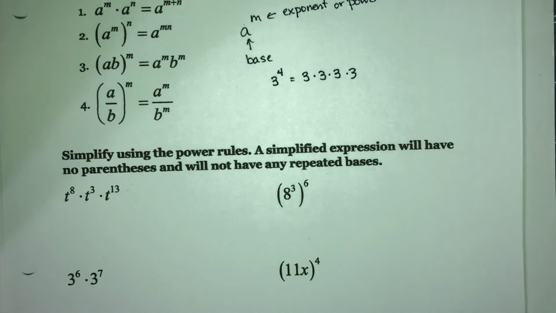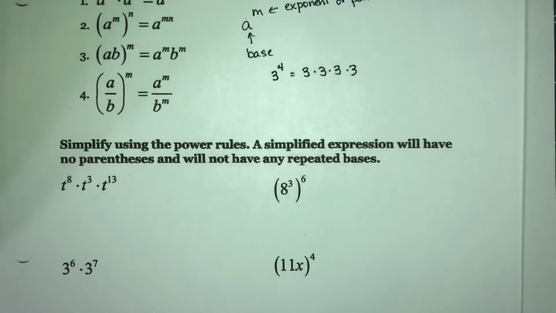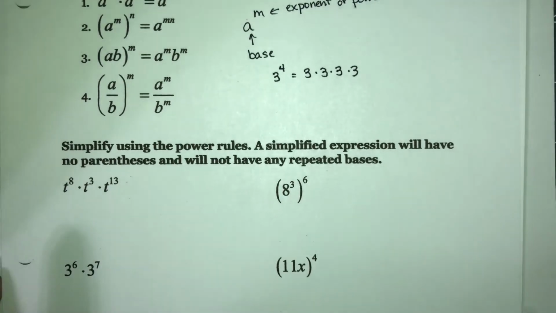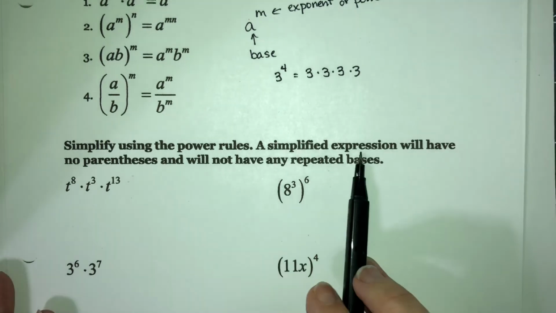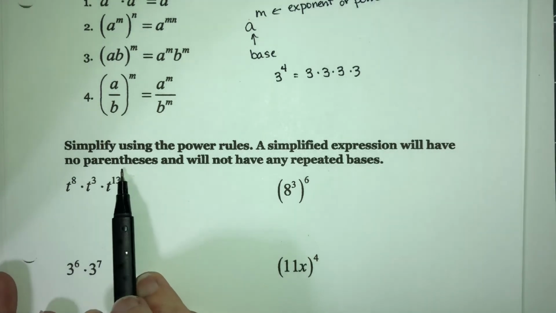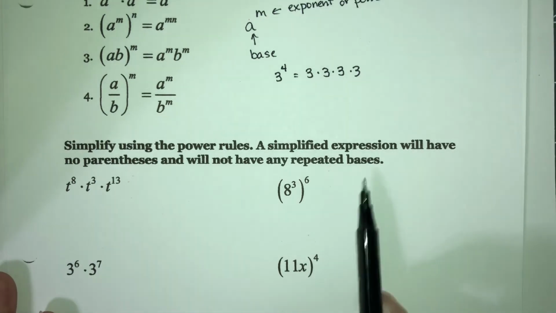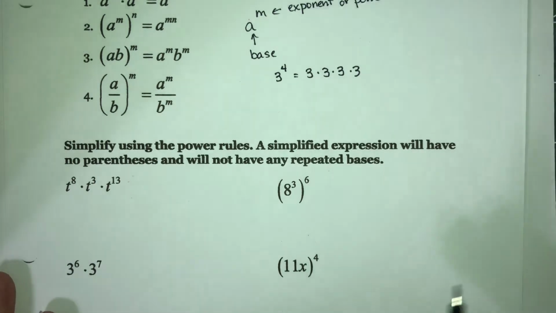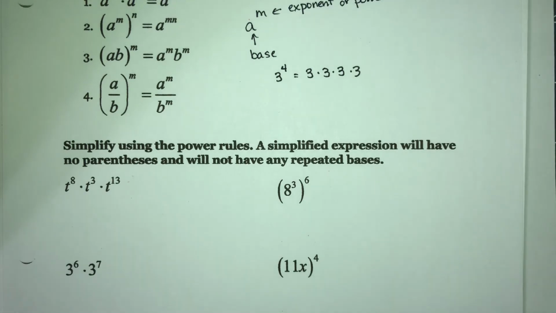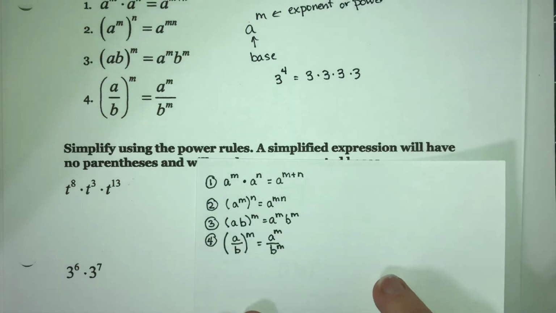Okay? We're going to be talking about simplifying using these power rules. A simplified expression will have no parentheses left and will not have any repeated bases. Okay, so I can't have x to the fourth and x to the fifth in there because that won't be simplified. It's a repeated base. We're going to be adding a little bit more to this in 5.2, but this is good for right now. Now, as I'm working these problems, I've written down our rules on a note card here so I can just drop it and we can refer to them. Okay?